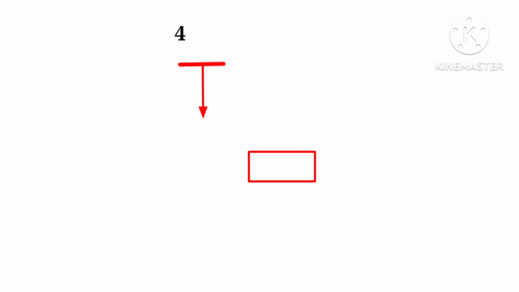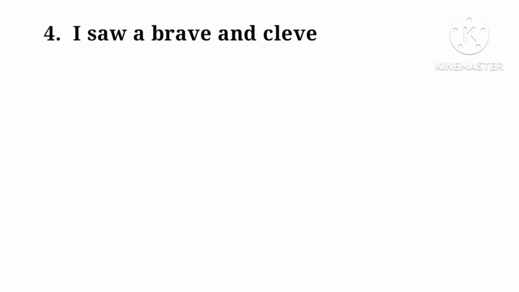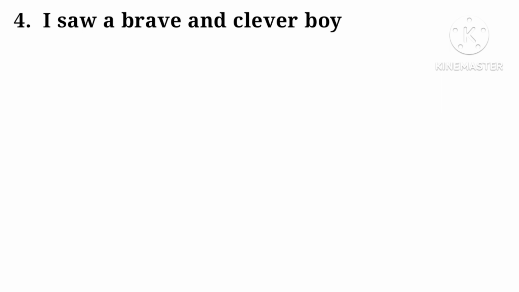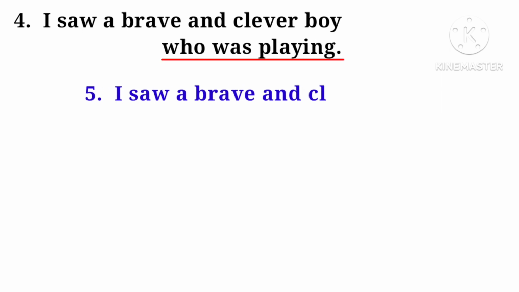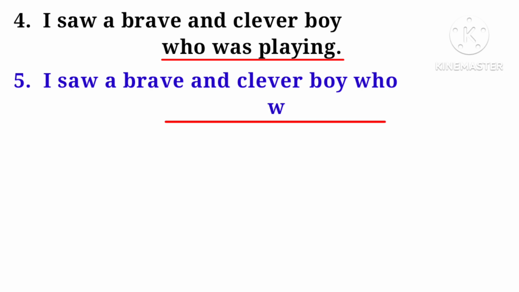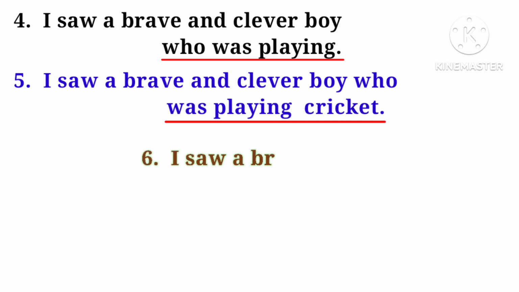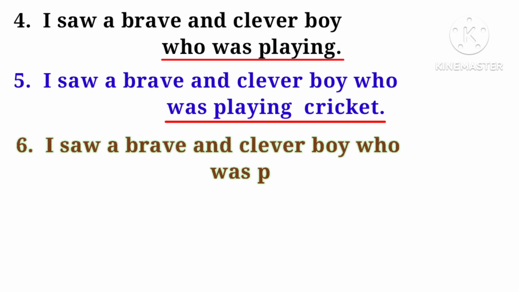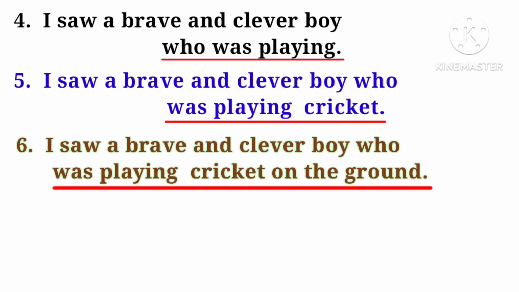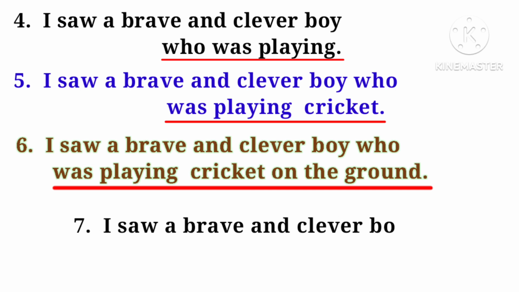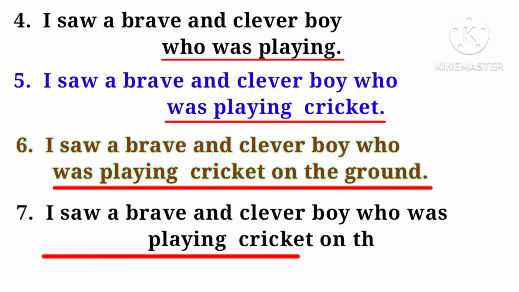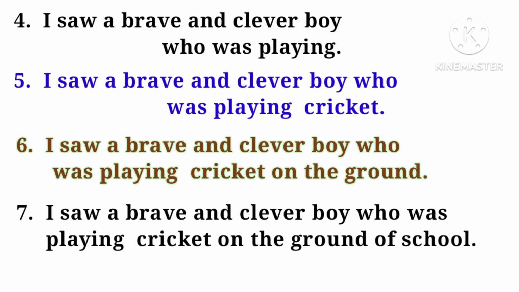The sentence number 4, I saw a brave and a clever boy who was playing. Then I saw a brave and a clever boy who was playing cricket. Then I saw a brave and clever boy who was playing cricket on the ground. Then I saw a brave and clever boy who was playing cricket on the ground of school.